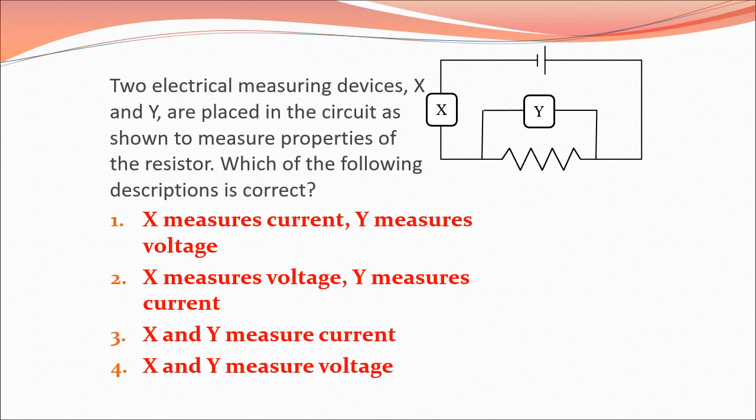But just as a couple of review questions here, we have two devices, X and Y, that are measuring some property of our electric circuit. Which of the following descriptions is correct? I'll give you a second to read through those. So which one measures current, which one measures voltage, or do they both measure voltage, or do they both measure current? So hopefully everybody chose option 1, that because it's connected in series, X must be an ammeter measuring the current. Because Y is connected in parallel, it must be a voltmeter measuring voltage.